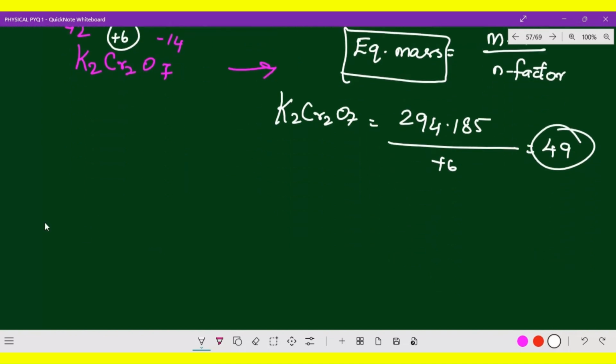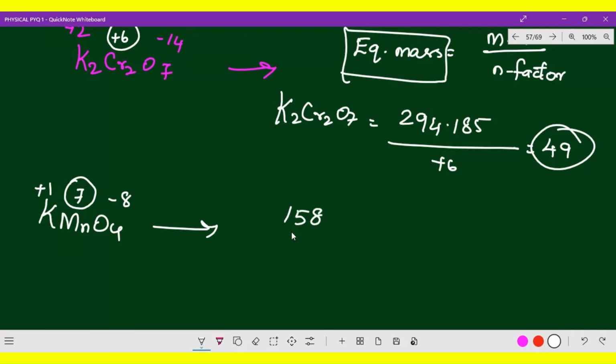Right now, let us check KMnO4. How do we identify it? Here also oxygen is minus 2, so that is minus 8, and potassium is plus 1, so you get plus 7 oxidation state. In the same way, molecular mass divided by n factor: the molecular mass of KMnO4 is 158, divided by 7, so you get 22.5. This is the equivalent mass of KMnO4.